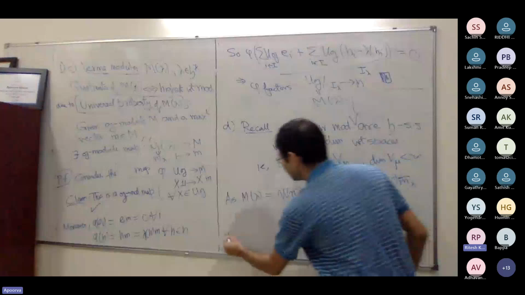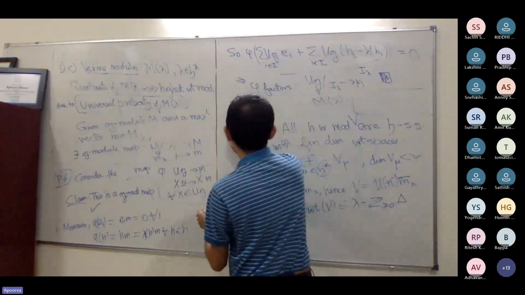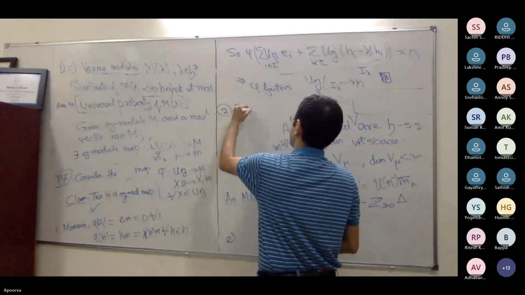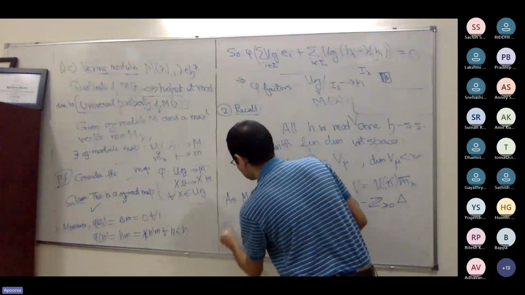And now what we said last time was, continuing the recall part, maybe I should call this 2. And then this is A and this is B. Another recall.